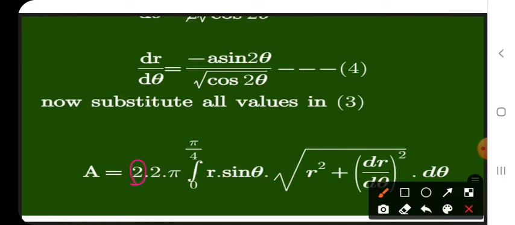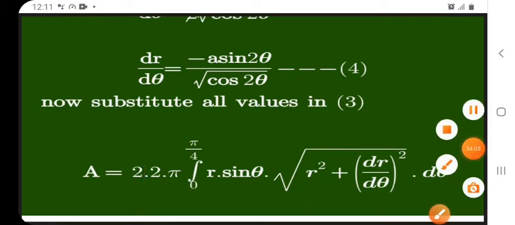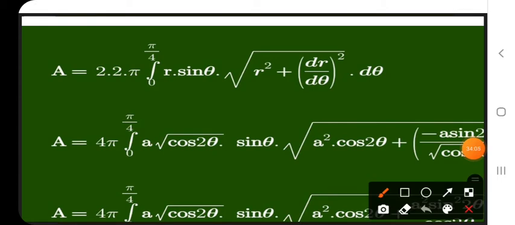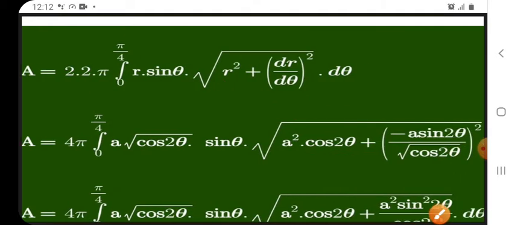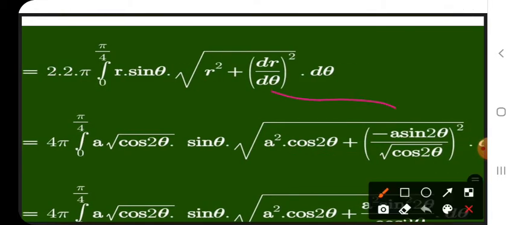Okay, 2 into 2 pi. Here we write y. What is y? In polar form, r sin theta and root r square plus dr by d theta whole square. See here, 2 into 2, 2 pi, 4. r sin theta root r square. r square means the given equation only, a square into cos 2 theta, and plus dr by d theta whole square. What is the dr by d theta value? Minus a sin 2 theta by root cos 2 theta whole square into d theta.